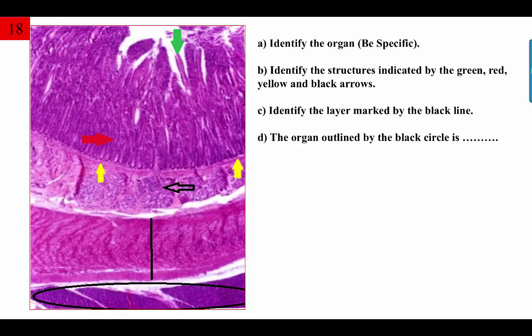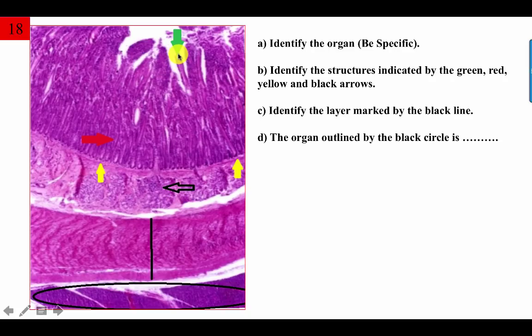Identify this organ and be specific. Now, this organ is showing villi projecting on the surface and tubules invaginating downwards. So this is the crypt and this is the villus. We only have two slides having villi and crypts, which are the duodenum and the ileum. Now, how to differentiate? By looking here, you can see the mucus Brunner's gland, so it is the duodenum.